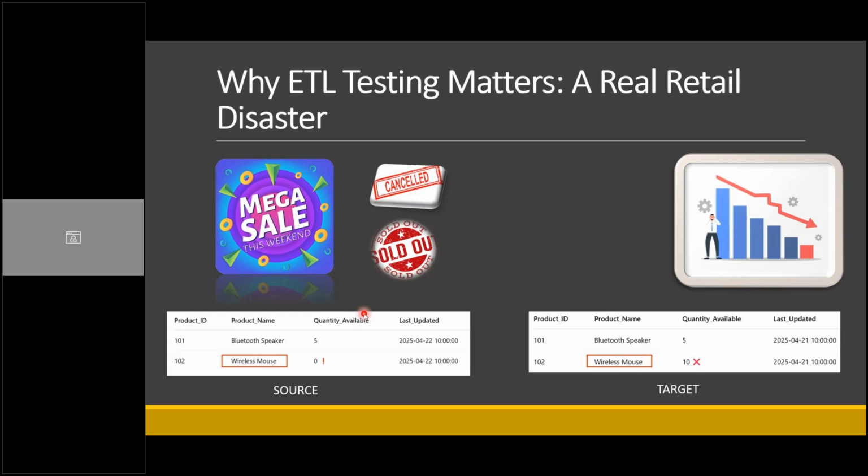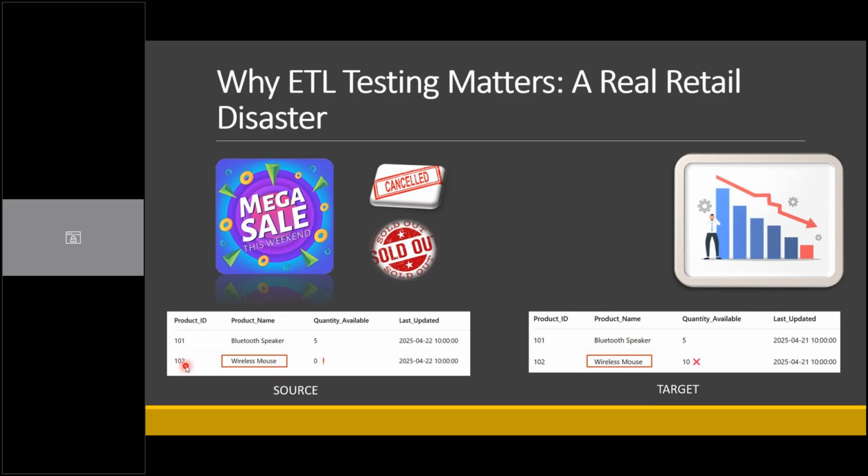in the real world. You can see in this image, on the left hand side one source side table and on the right hand side one target side table. Both tables have the same structure, meaning product ID, product name, quantity and last updated are the same columns we can see on the screen.